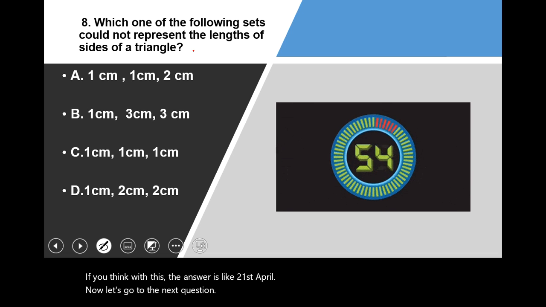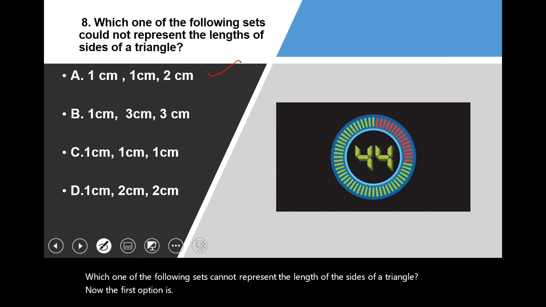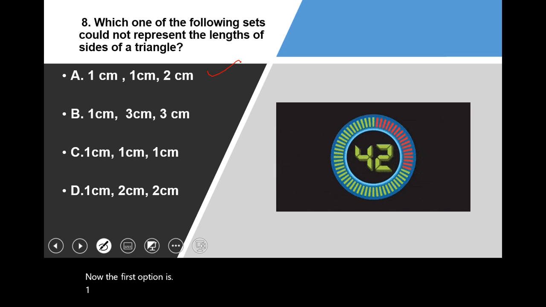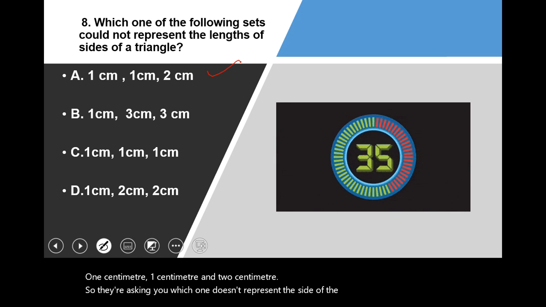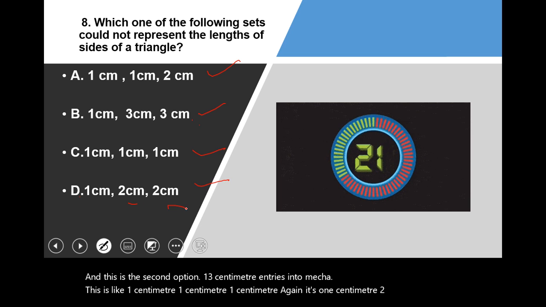Which one of the following sets cannot represent the length of the sides of a triangle? Now the first option is 1 centimeter, 1 centimeter and 2 centimeter. They're asking you which one doesn't represent the sides of a triangle. The second option is 1 centimeter, 3 centimeter and 3 centimeter. This is 1 centimeter, 1 centimeter, 1 centimeter. Again it's 1 centimeter, 2 centimeter and 2 centimeter.